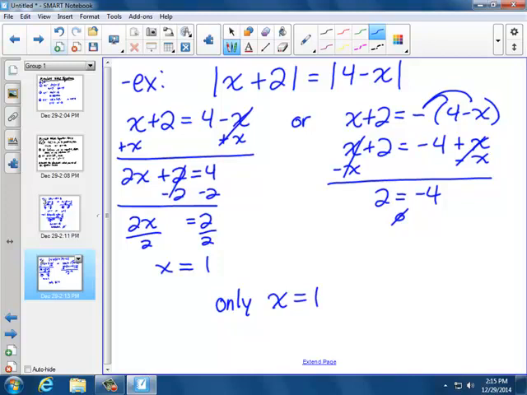So every once in a while that might happen, that with an absolute value equation problem you might have just one answer. Typically it's going to be 2, if it's not the no solution situation, but in this case, it's only 1. And let's check that. If I put in 1, 1 plus 2 is 3, absolute value of 3, and then on the right side, 4 minus 1, that's also 3. Absolute value of 3 is 3. So it checks out.